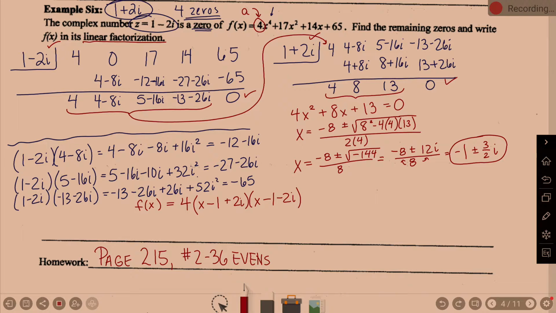Then the next one, x minus, and this time I'm using negative 1 plus 3/2 i. So if I do x minus, we're going to minus negative 1, which is plus 1, and we're going to subtract a positive 3/2 i. So I'm going to say minus 3/2 i.